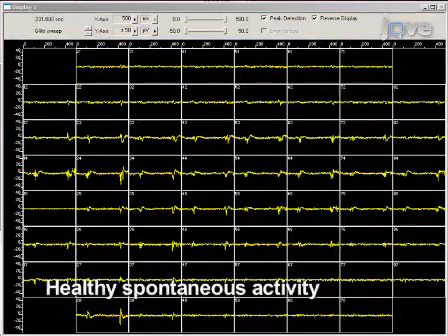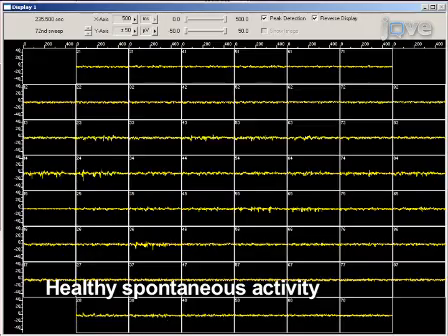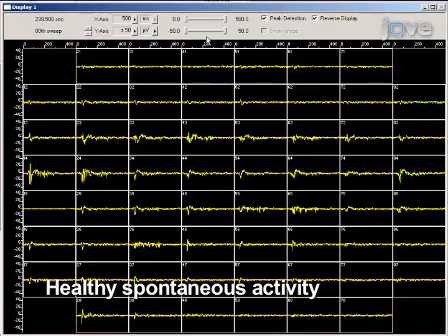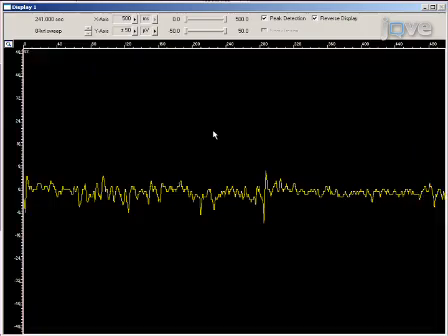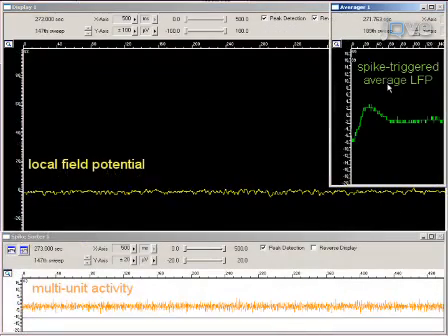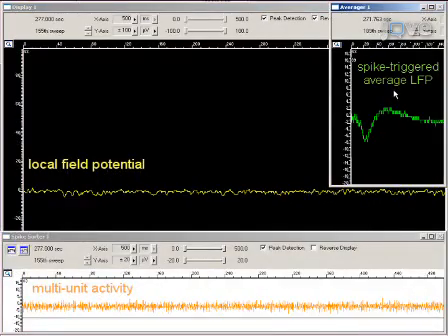Healthy spontaneous activity tends to occur in bursts of diverse size and duration. To study the relationship between LFP and unit activity, we may calculate spike-triggered averages of LFP. For these cortex cultures, negative LFP deflections are correlated with neuronal spiking.